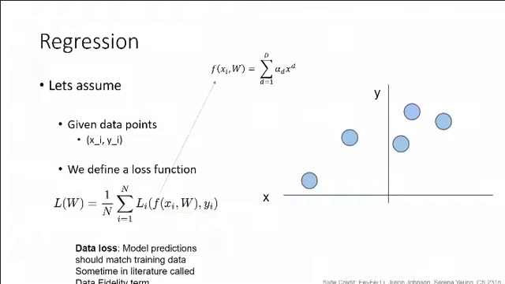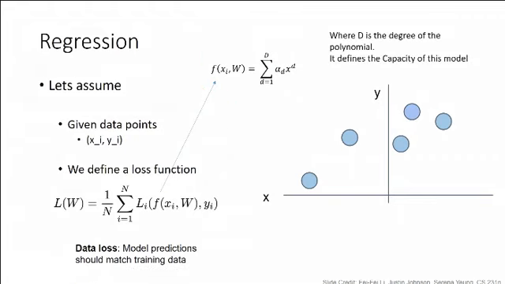So let us define the model now. Whenever we do regression or any kind of modeling, we need two things. Number one, we need a loss function, and also we need a model. What are we trying to model? So let us define a generic model. This is actually a polynomial regression model, where d is defined by the degree of the polynomial.